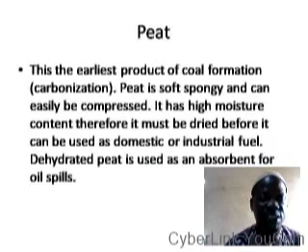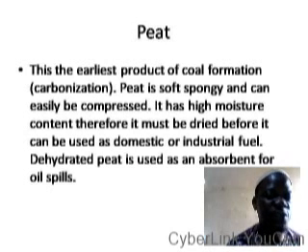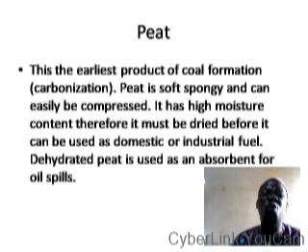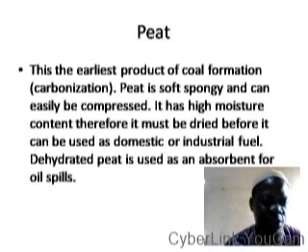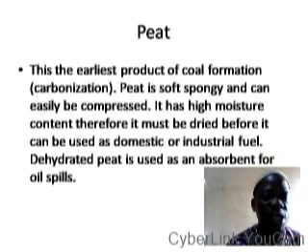Now, we are going to look at each of these products of the stages in carbonization. The first product is peat. Peat mostly is not referred to as coal because it is too soft, it is spongy, and can easily be compressed. In fact, it has high moisture content. So if we say it has high moisture content, it means it has low carbon content. So you have to take note of that. And therefore, for it to have any use, it has to be dried.